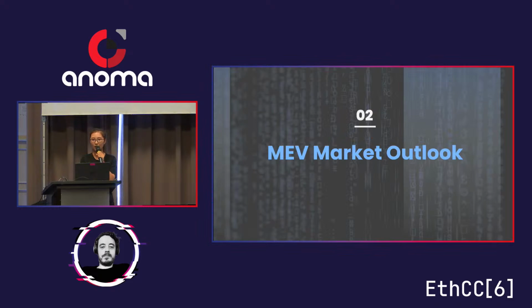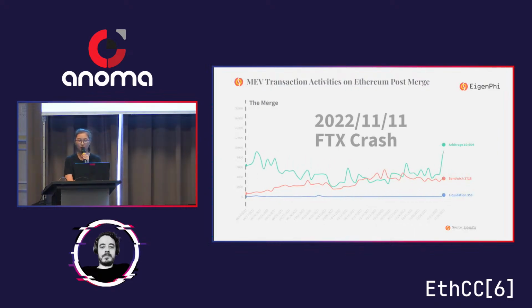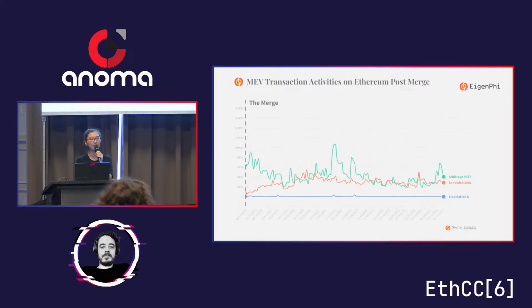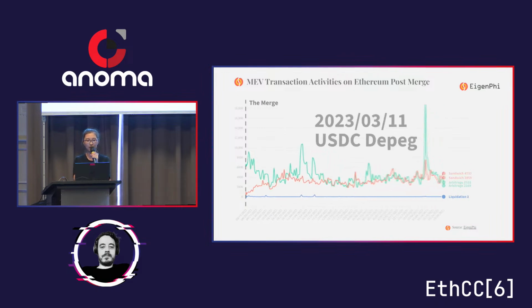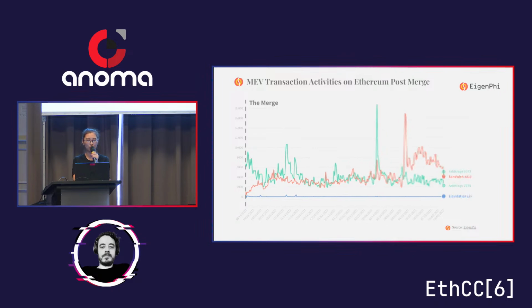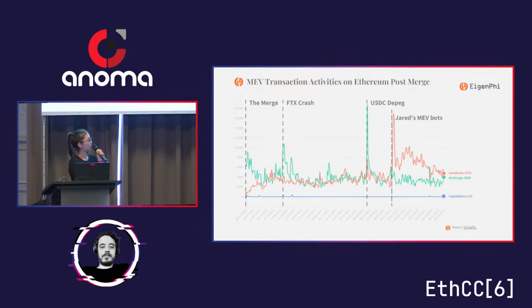And now let's see the recent trends in the MEV market after the merge. There have been a few significant events since the merge. The 2 notable events are the FTX crash in November and the USDC depegging in March. MEV activities become more frequent during market fluctuation. And also, with the appearance of the Jared Subway sandwich bot since April, MEV activities have been pushed up to a new level.